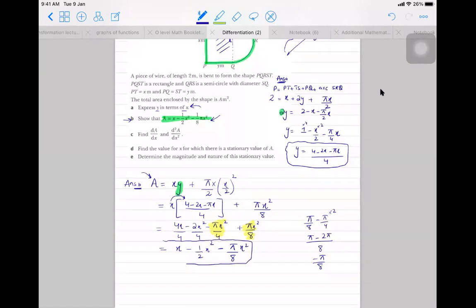Isn't this the area that they wanted us to show? Yes. Clear? Is there anything you want me to repeat? No, sir, I'm clear. What about others? It's clear, sir. Okay. Now, for part C, I need to differentiate this area with respect to x, and then I need to do the second derivative. So let's try.